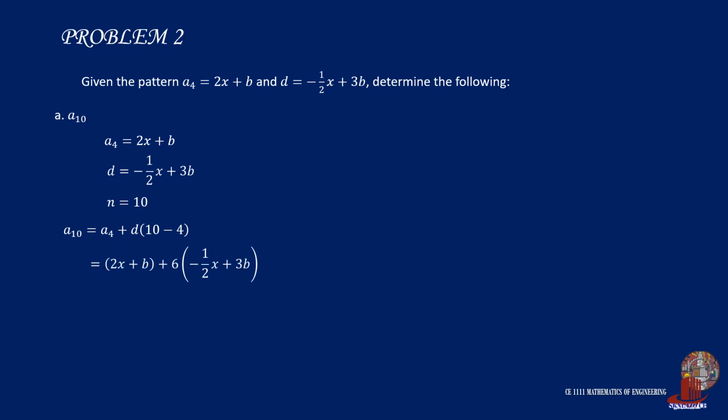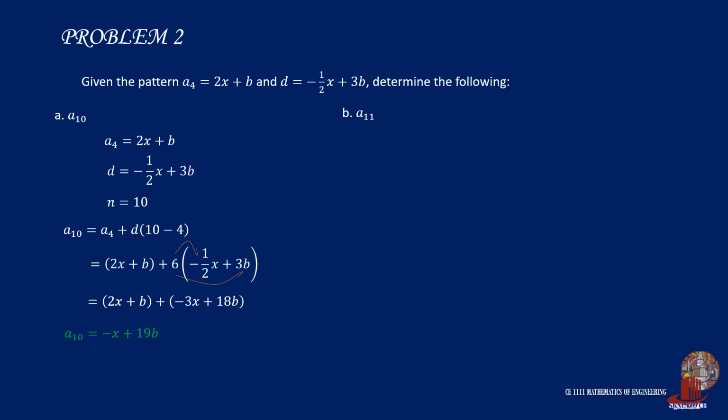Plug the given parameters to have 2x plus b, then 6 times negative half of x plus 3b. Distribute the common difference 6 among the terms and get 2x plus b plus negative 3x plus 18b. Collect similar terms to end with a sub 10 as negative x plus 19b.